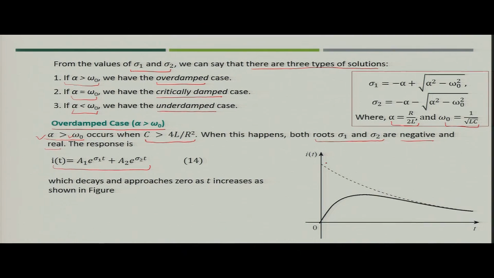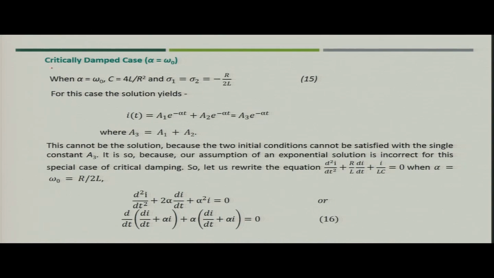the curve, if you plot the value of current I(t) with respect to time t, will be like this as shown in the figure, which decays and approaches 0 as time t increases. So, this would be the type of response for the case when alpha is greater than omega naught, that means the system is overdamped.